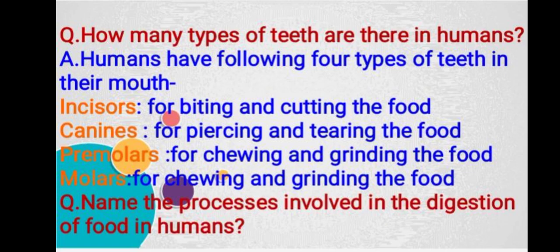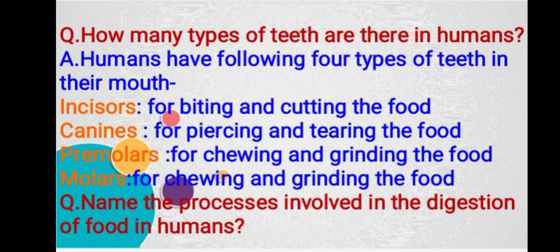How many types of teeth are there in humans? Humans have following four types of teeth in their mouth. Incisors for biting and cutting the food, canines for piercing and tearing the food, premolars and molars both are for chewing and grinding the food.